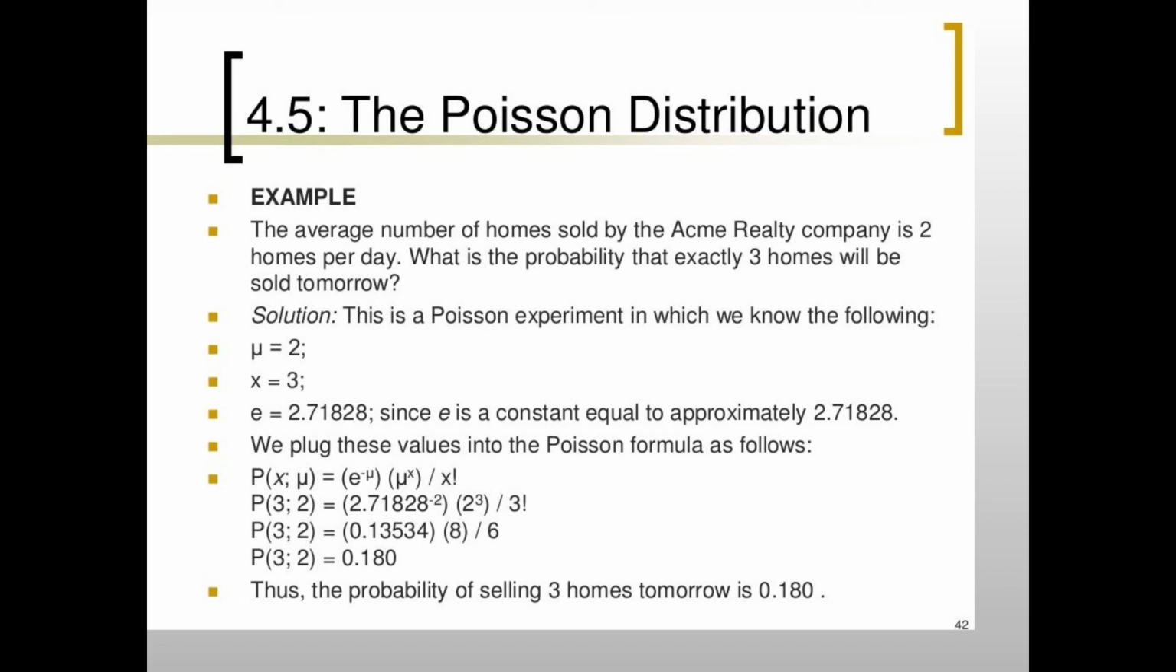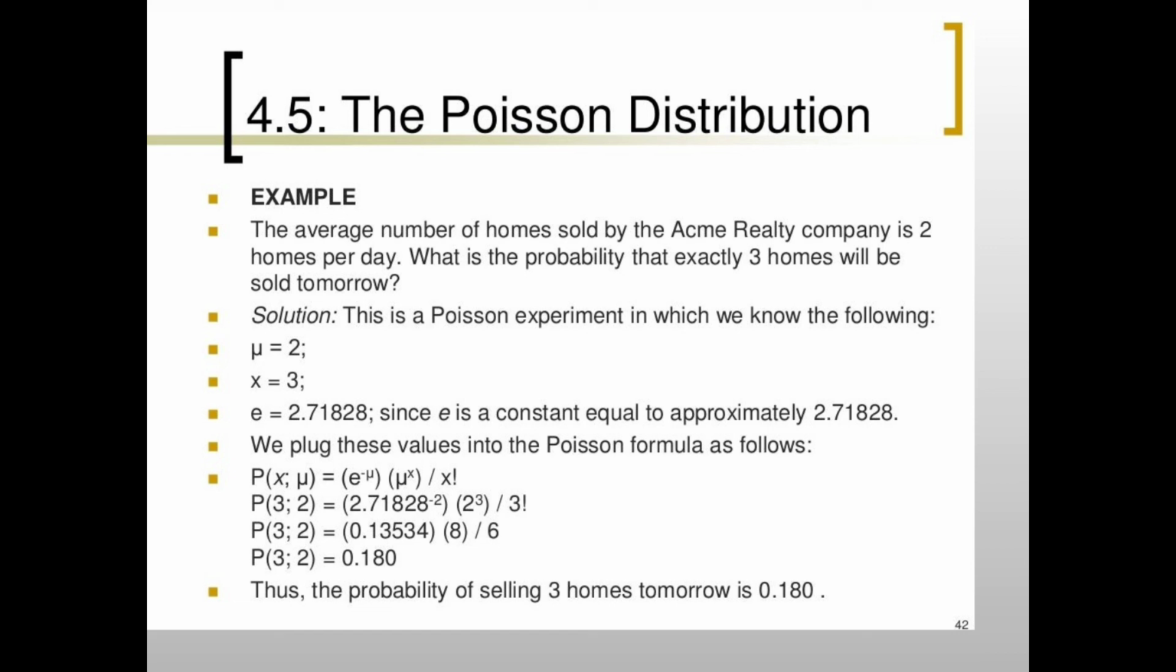For example, the average number of homes sold by the Acme Realty Company is 2 homes per day. What is the probability that exactly 3 homes will be sold tomorrow? So, this is a Poisson experiment in which we know the following: mu is equal to 2 and x is equal to 3.